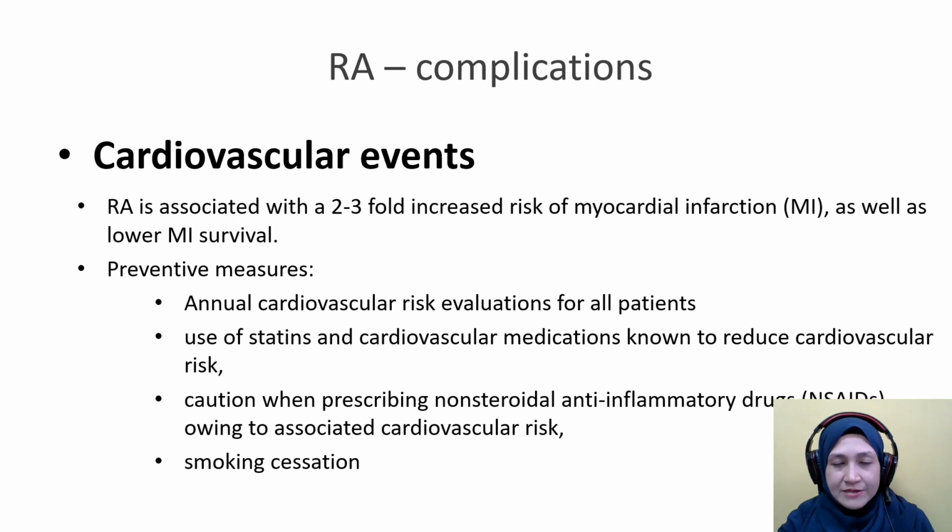And the complications of rheumatoid arthritis, it can also be associated with an increased risk of myocardial infarction. Okay, and the way to prevent it is to do annual cardiovascular risk evaluation for these patients, and to use statins to reduce the cardiovascular risk, and also changes in lifestyle, for example, smoking cessation. And also caution when using NSAIDs, because of the increased cardiovascular risk, especially with the COX-2 inhibitors.